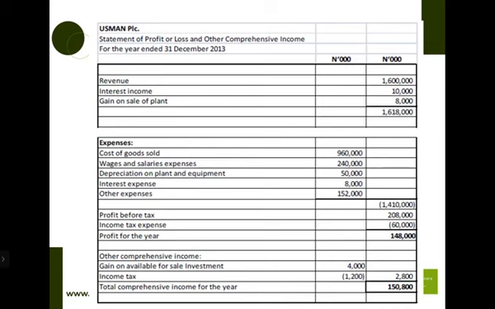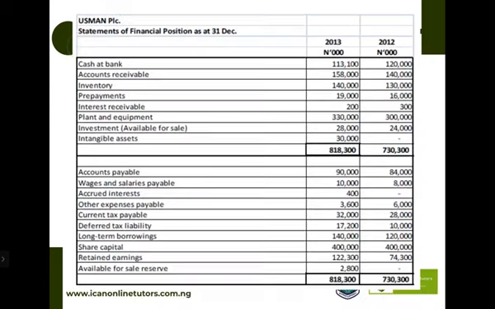Having said that, let's quickly look at the question, Usman PLC. Are we still together? In a very short time, we are given the statement of profit or loss and other comprehensive income of Usman PLC, as we can see.